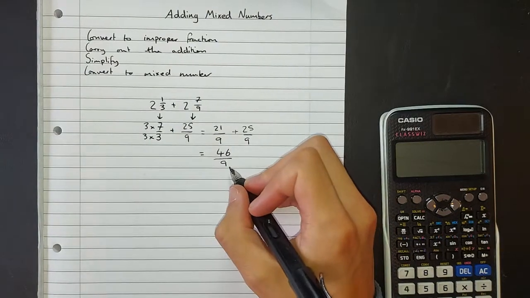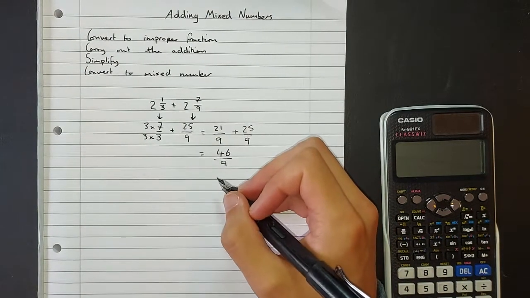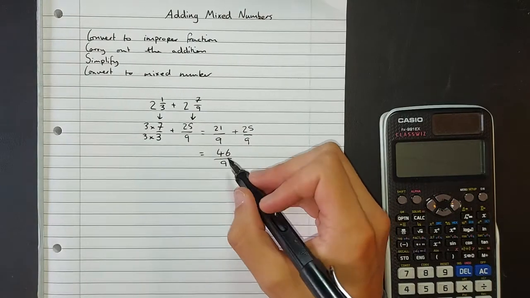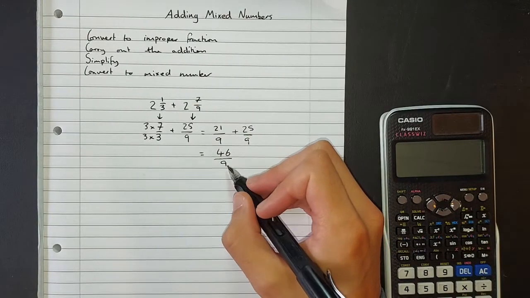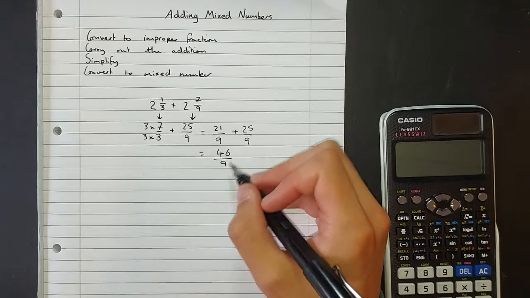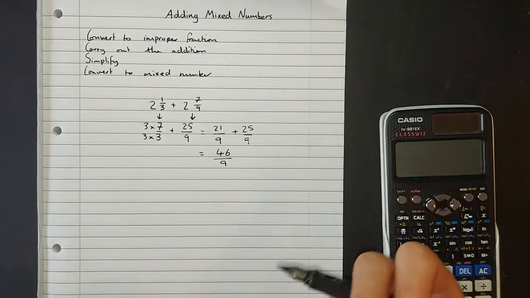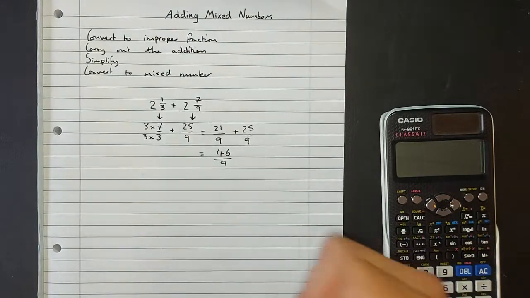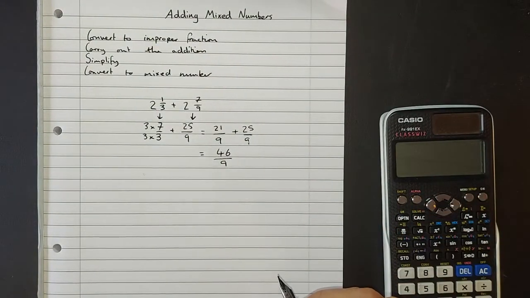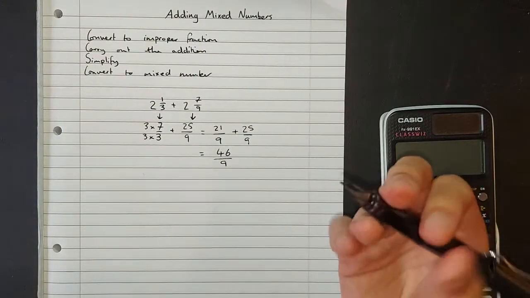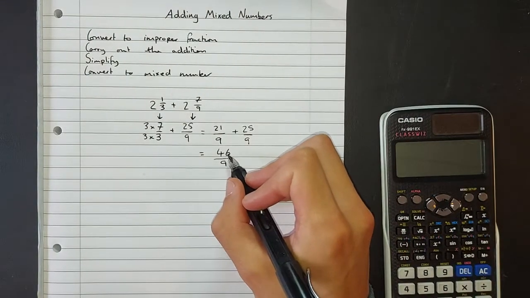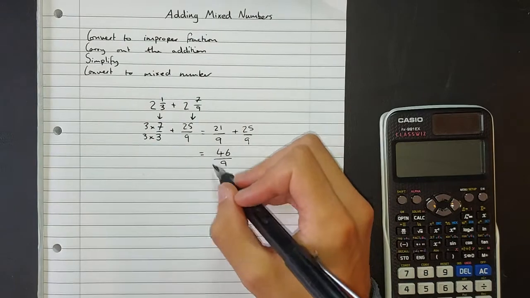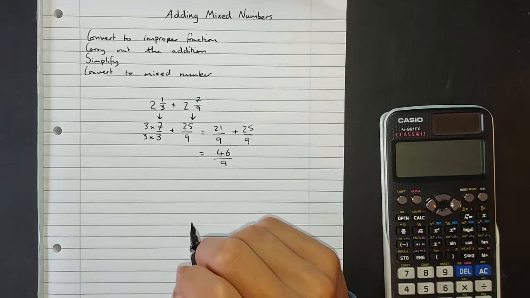Well, 9 only has factors of 9, 3, and 1. 1 is pointless because we'd cancel out 1s. We could do that all day and nothing will change. If 3 goes into 46, then we will be able to cancel it down. Does 3 go into 46? Our divisibility check. If we add 4 and 6, we get 10. 10 is not divisible by 3, so this cannot be simplified any further.